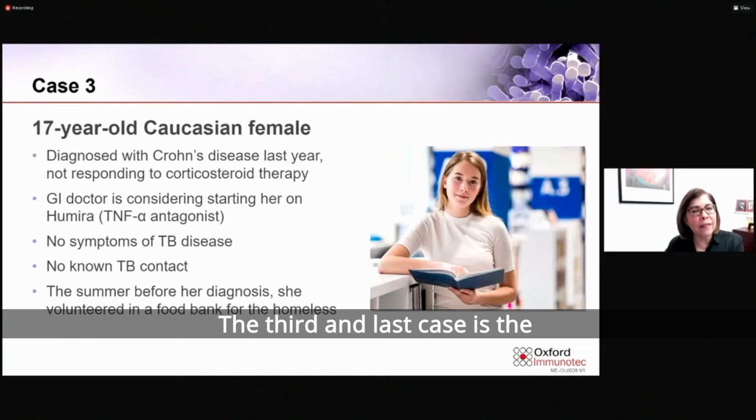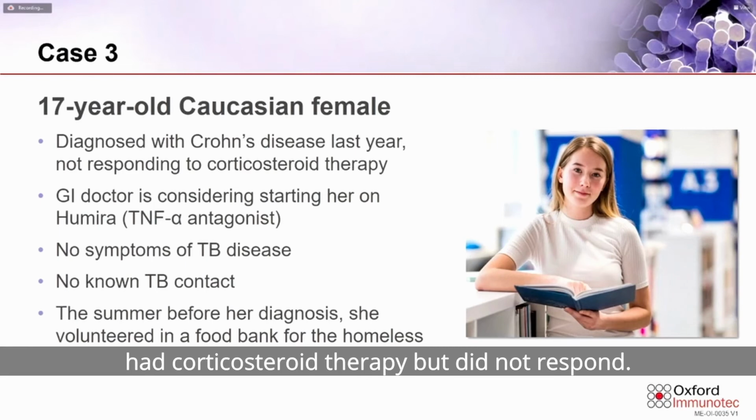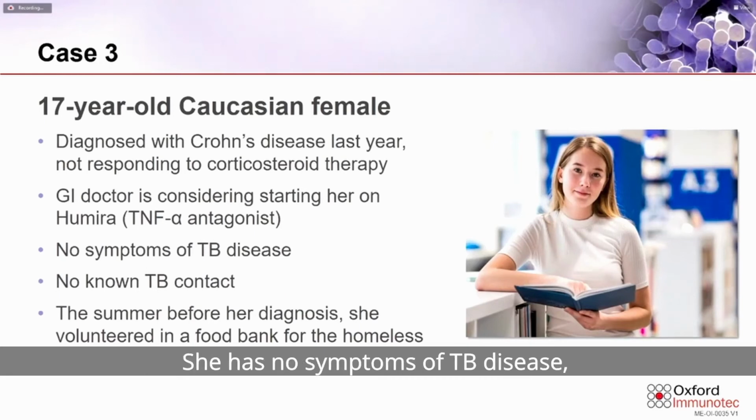The third and last case is the 17-year-old female who was diagnosed with Crohn's, had corticosteroid therapy, but did not respond. The GI doctor wanted her to start on Humira, and then we're deciding what to do. She has no symptoms of TB disease, no known TB contacts, but does have a little bit of a risk history there, as she volunteered in a food bank for homeless. So that is considered a high-risk population.